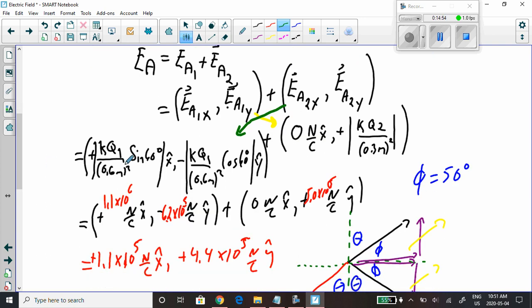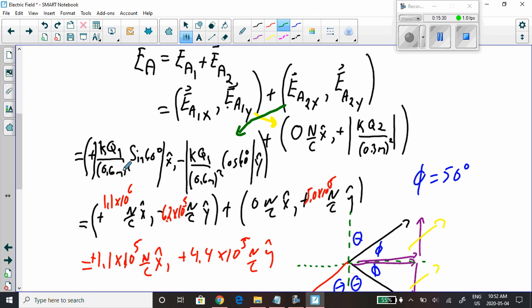I now know it's K, Q1. What's the distance? 0.6 meters. Square it. And I've got to use the sine 60 to find the x component, and it'll be positive from the diagram. Over here, the y component. I know the y component is negative. Then k, q1 all over r squared, which we calculated r was 0.6 from Pythagoras, right? There's our r squared. And it's cos 60 degrees to get the component. So we have a positive component for x, a negative component for y.